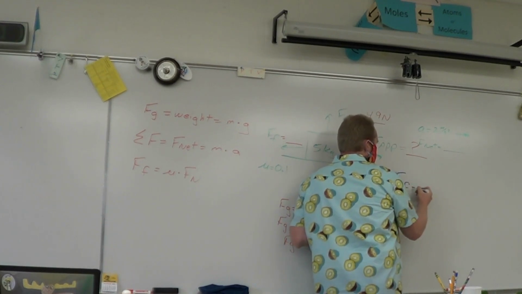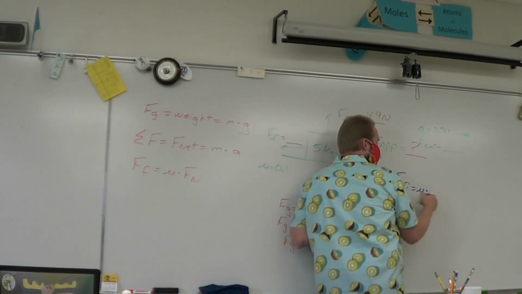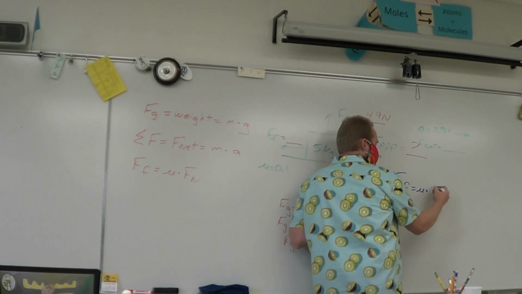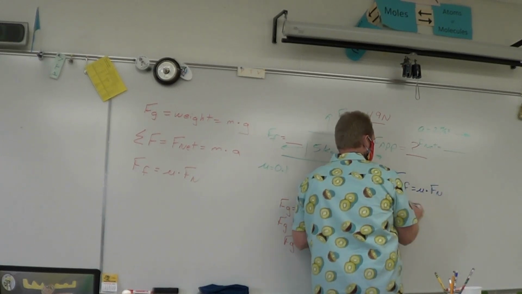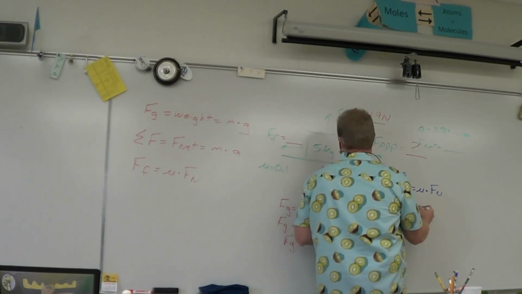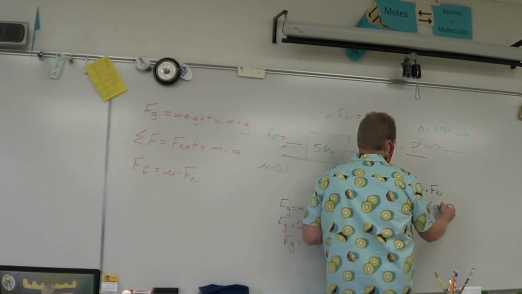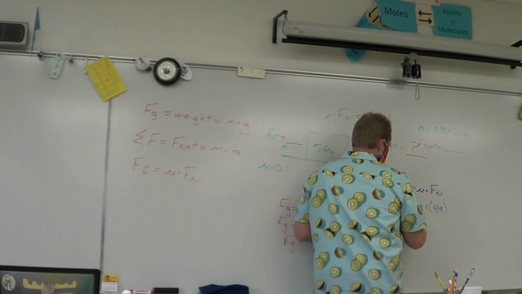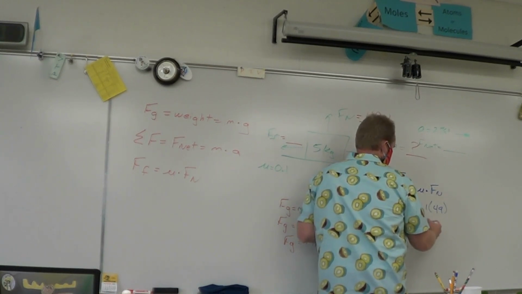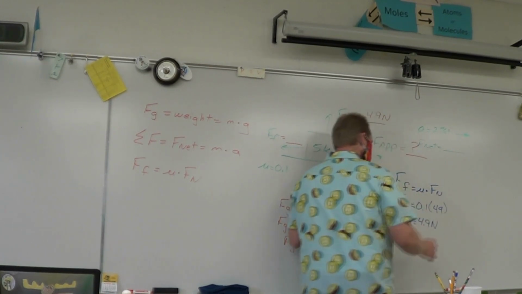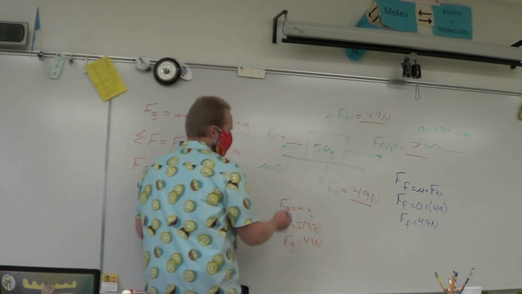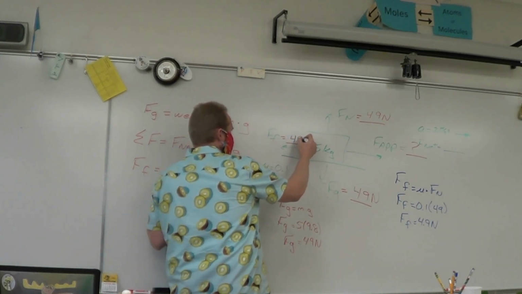So force of friction is equal to our coefficient of friction, mu, times our normal force. The force of friction is going to be 0.1 times 49 to give us a force of friction of 4.9 newtons. So my force of friction is 4.9 newtons.